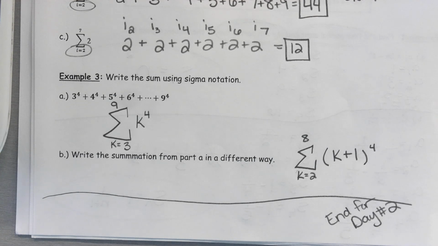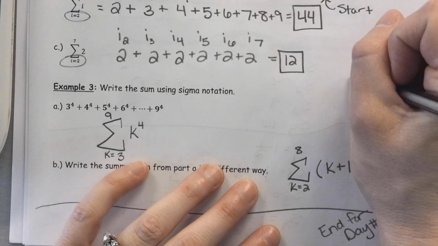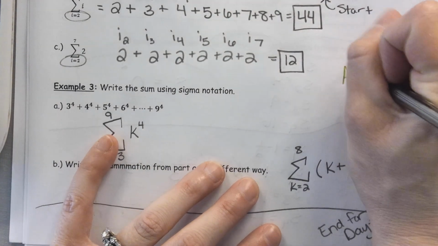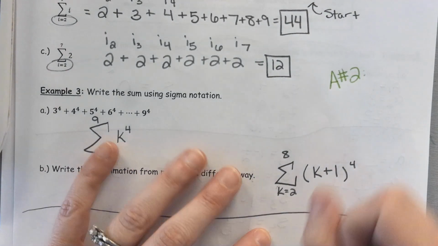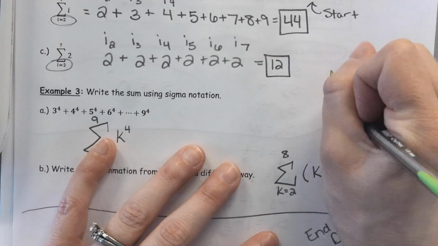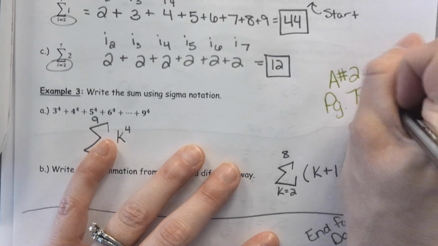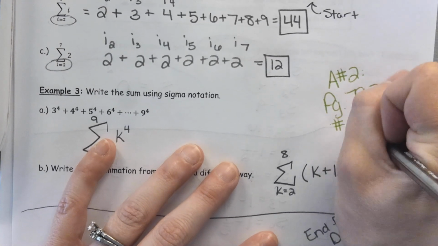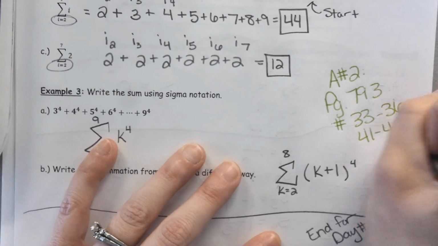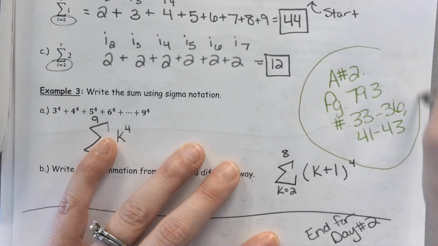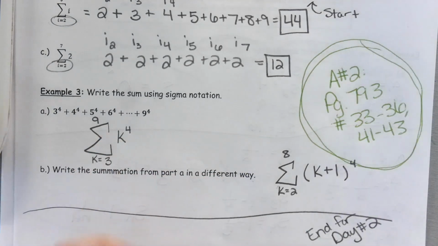Are you ready for homework? Yes. Okay. This is another notation that I feel like is really good to see in this class, and not for the first time when you get to college. I do get excited about stuff like that when you see something now that you'll use later. Assignment 2, page 793, numbers 33 to 36, 41 to 43. That's not a lot.